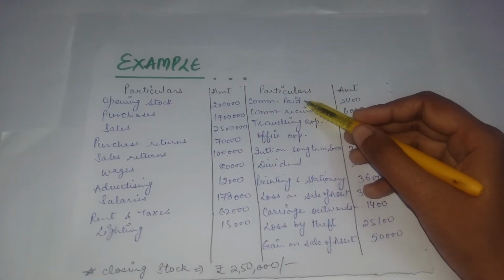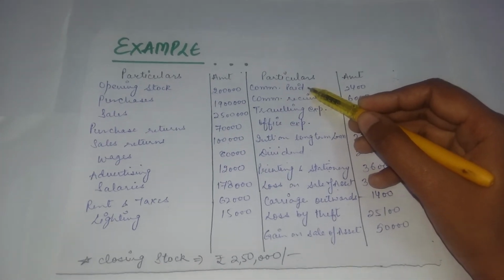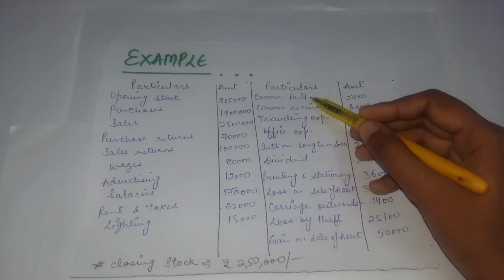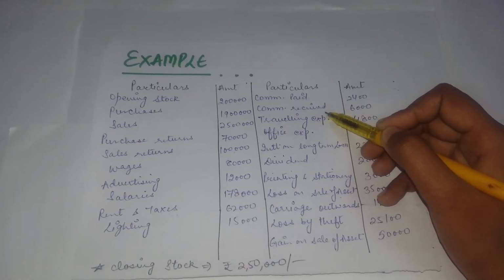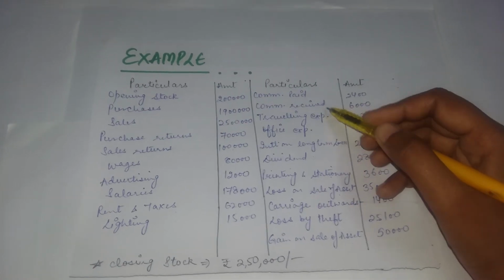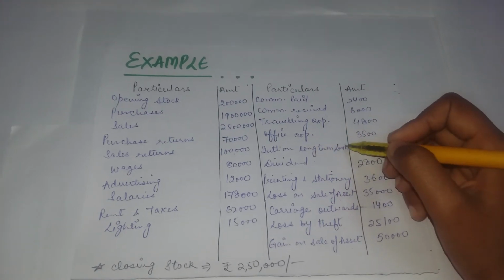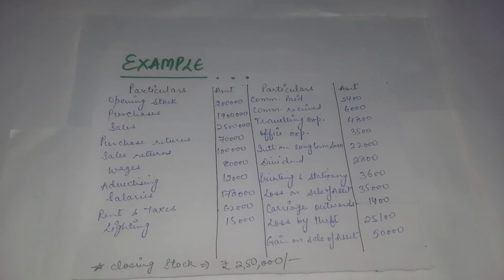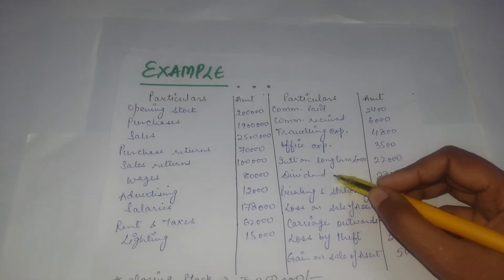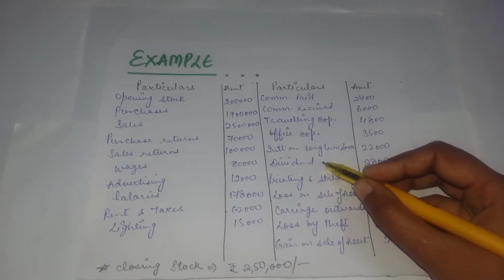Commission paid, you are paying, so that is your expense. It will be included in the debit side of the P&L account. Commission received is also in the P&L account, but on the credit side. Why? Because it is our income. We are receiving commission. Traveling expenses, P&L account, debit side. Dividend will be included where? It will be included in the credit side of the P&L account, right? Because it is your income.